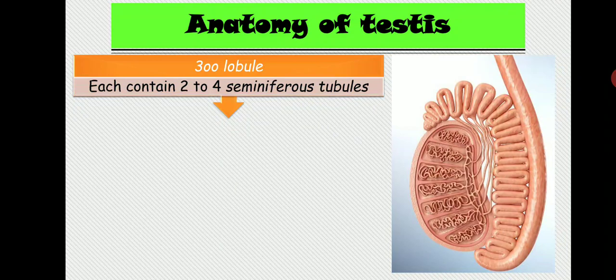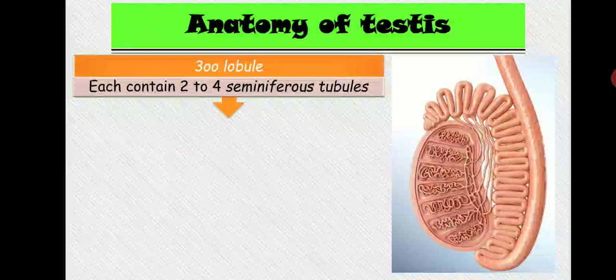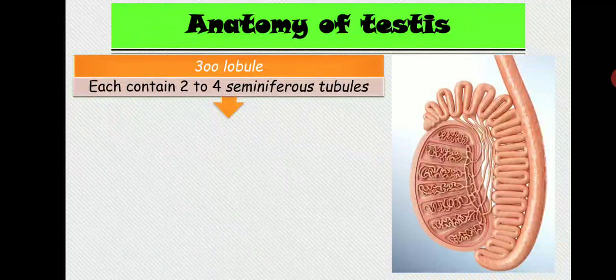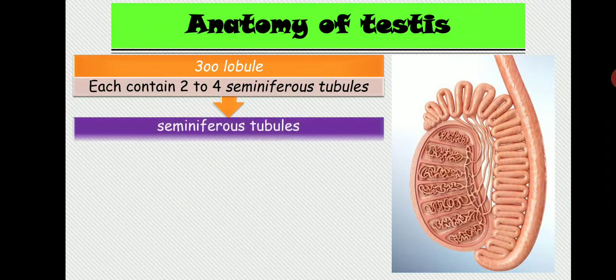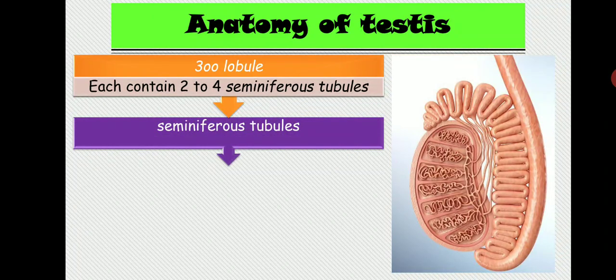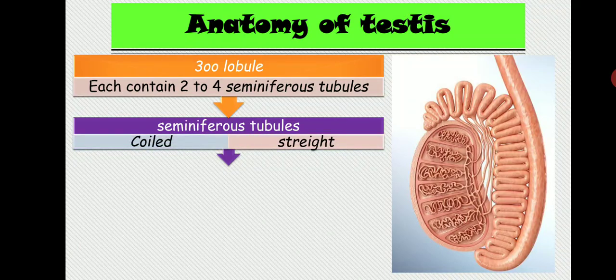As far as the seminiferous tubules are concerned, basically 500 tubules are present per testis according to the Mosby monoseries book, and according to Guyton about 900 seminiferous tubules will be present. Now as far as the anatomy of the seminiferous tubule is concerned, it has two parts: one is the coiled structure, another one is a straight structure.